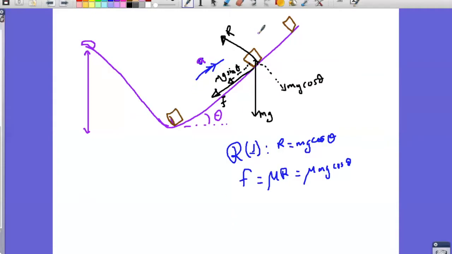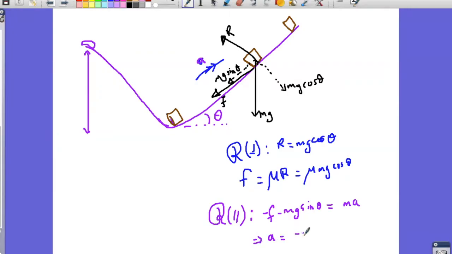So you need to find your acceleration in this case. Since F and mg sin theta are in the opposite direction of acceleration, we resolve parallel to the slope. And since these two directions are opposite, we will have minus F minus mg sin theta equal to ma. And so you can find your acceleration.